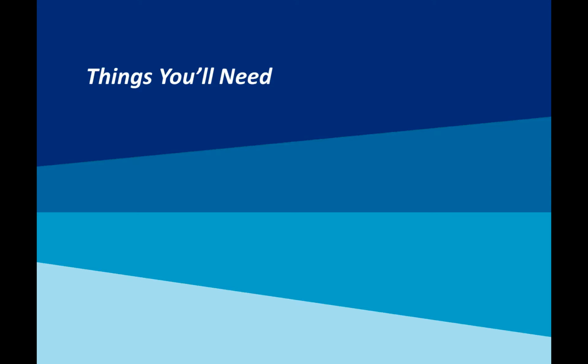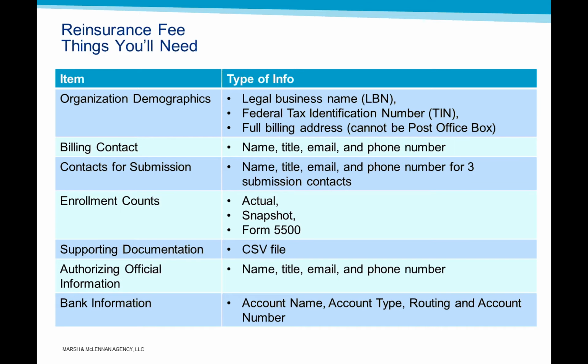So getting to the things you'll need, you will need to acquire the organization demographics: the legal business name, your tax ID number, and the full billing address. Note that you can't use a post office box. You will need the billing contact information, as well as the contact for whoever is submitting the tax. That could be different individuals in the organization. The billing contact could be whoever is actually in charge of handling finances and can answer questions about ACH transfers.